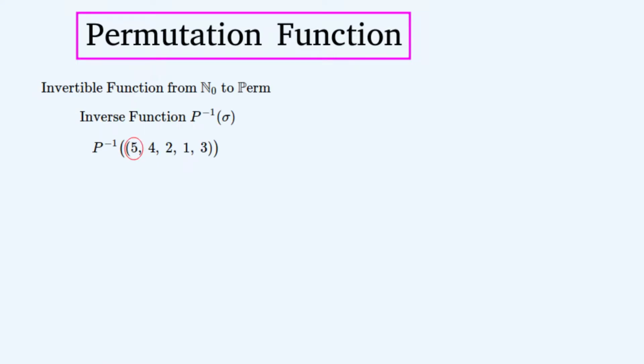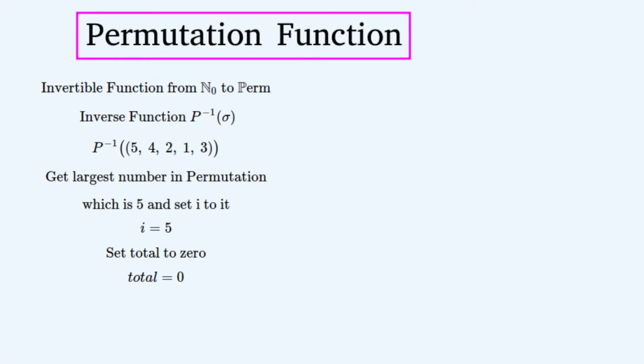Now to create the inverse function to get back the number that we started with from the given permutation. We'll get the largest number in the permutation, which is equal to the amount of numbers in the list, and then set the variable I equal to this number, which in this case is 5. Total is the variable we'll calculate by adding lots of numbers to it during a loop, so we'll reset it to be 0 initially.